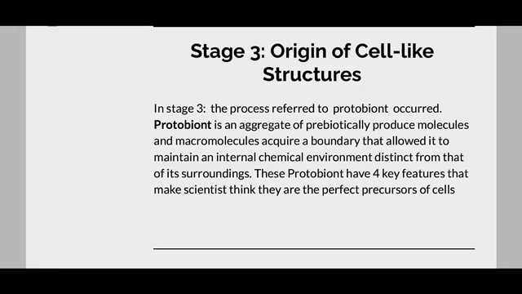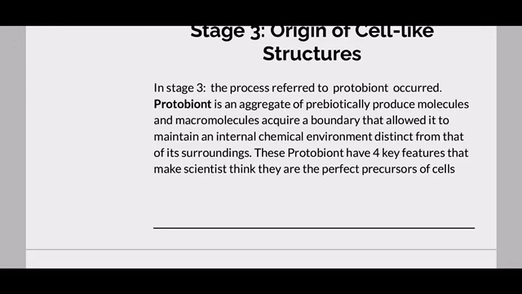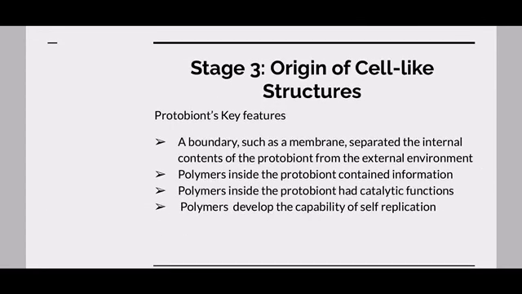It gives them protection from what is around them. They have 4 key features that make scientists think they're the perfect precursors of cells. Those 4 features are a boundary, which we just discussed, polymers inside the boundary that contain information, catalytic functions, and the capability of self-replication.